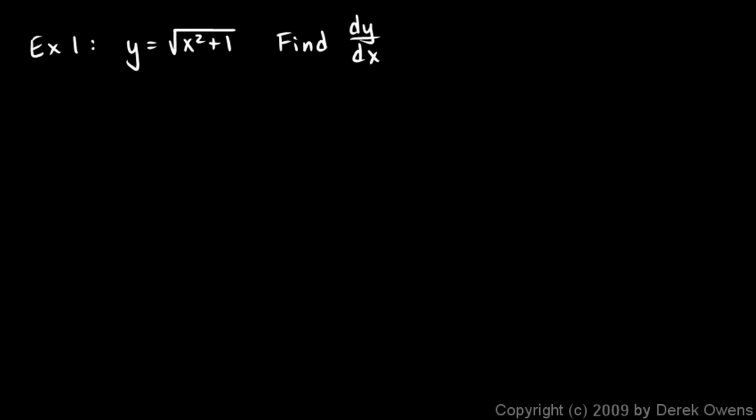Alright, we're back and we're still talking about the chain rule, and we're going to work through several examples. And here's the first one. y equals the square root of x squared plus 1, and we have to find the derivative of y with respect to x.